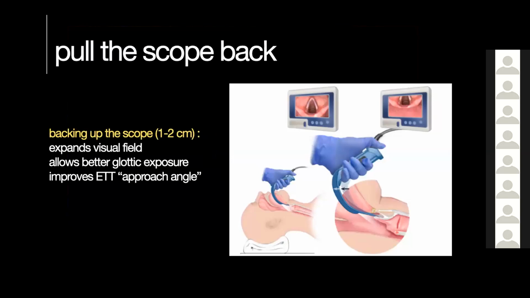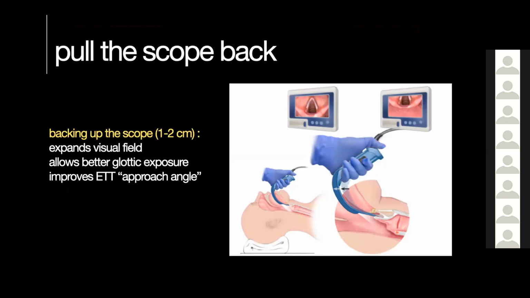Tip number 2 is pull your scope back. We're very eager to go and intubate and have that great view of the cords right at the camera level. But when your scope is too far, you're basically taking all the space for you to be able to maneuver your ET tube. So tip number 2 is back up your scope by 1 to 2 centimeters.